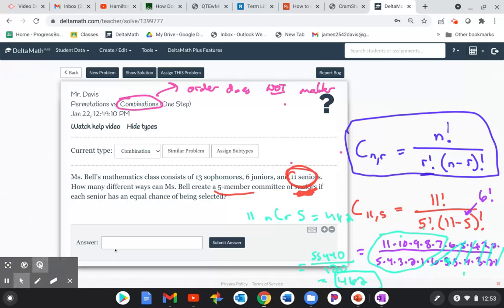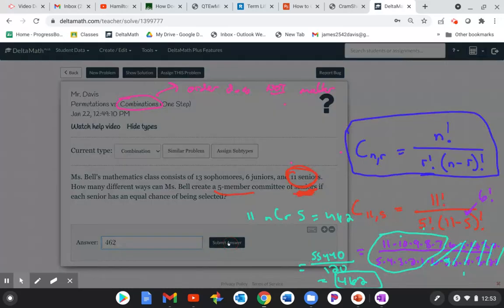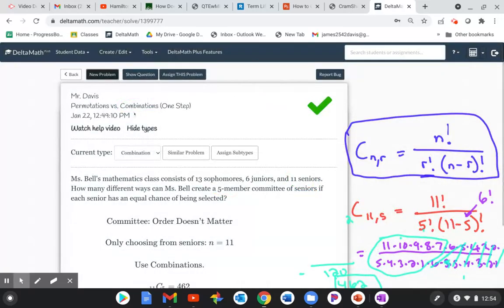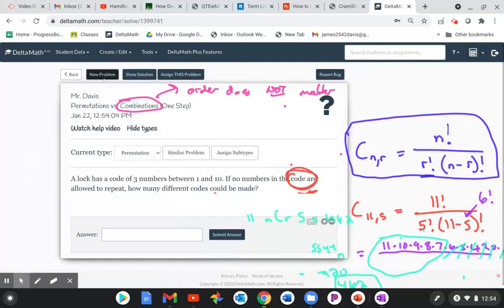So either way works. If you don't have a graphing calculator, TI-83 or TI-84, you're just going to have to do this by hand or some other alternative. That's how it's done. Let's go ahead and try a couple more real quick. We'll leave that formula up here for right now.